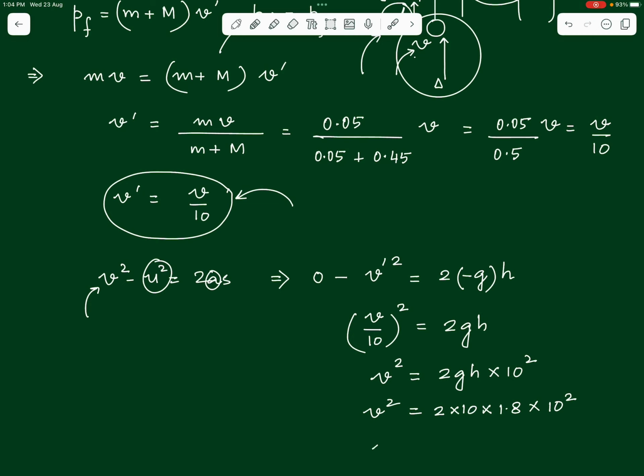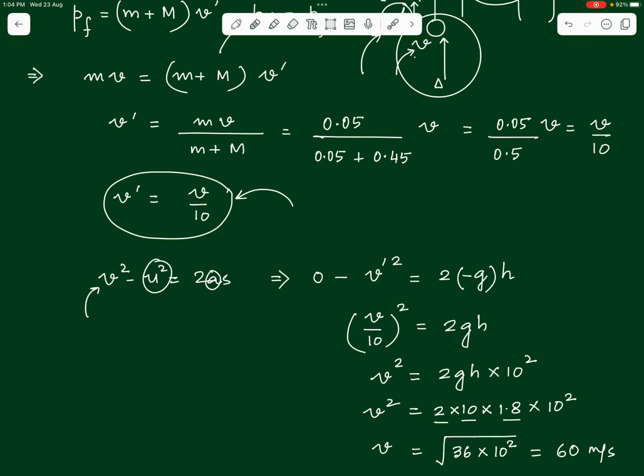So when you take the square root on both the sides, you will have 2 into 1.8, which is 3.6, into 10 is 36. 36 into 10 squared. This whole thing will be in a square root, and this can easily be taken out of the square root. 6 into 10, 60 meters per second will be the final answer for this question.